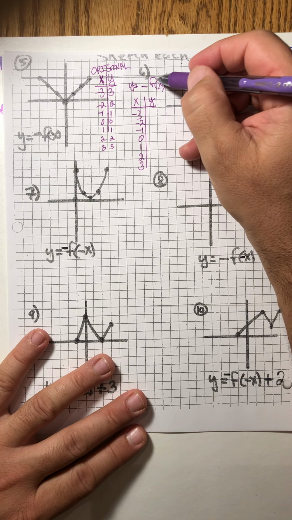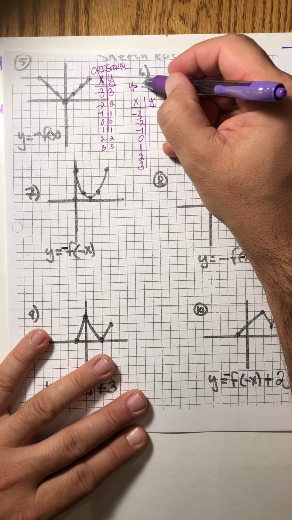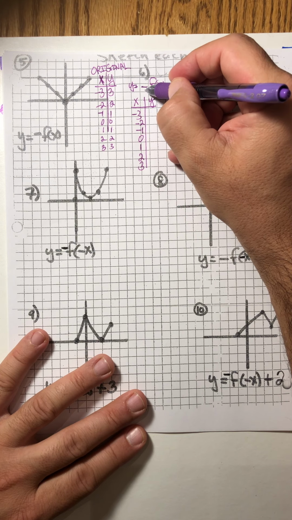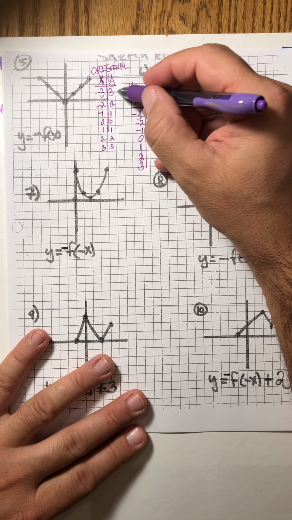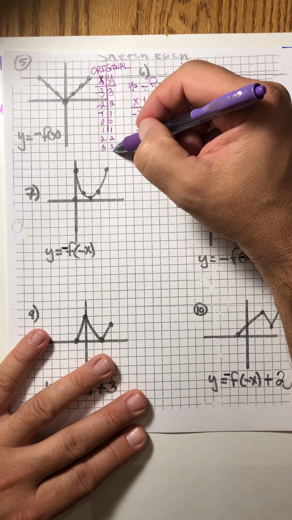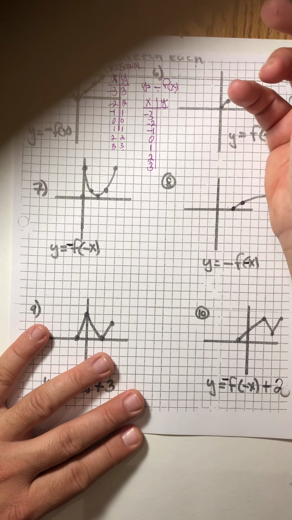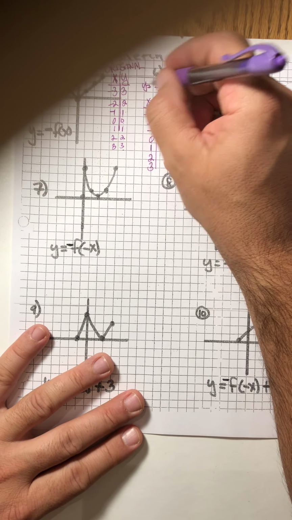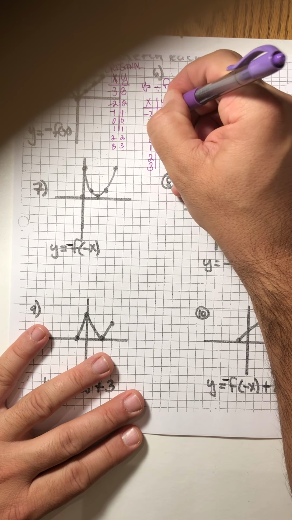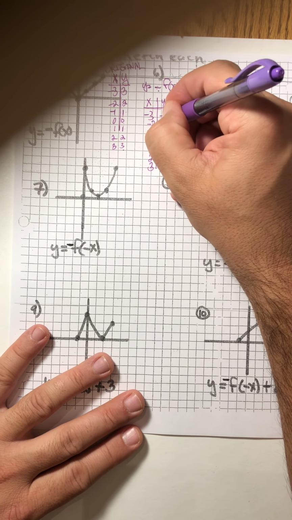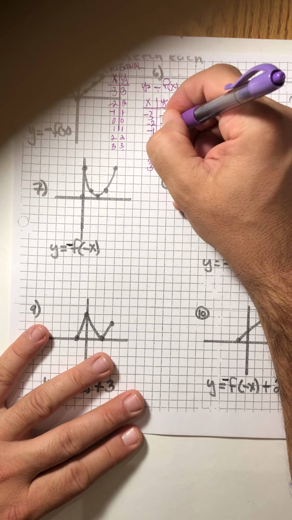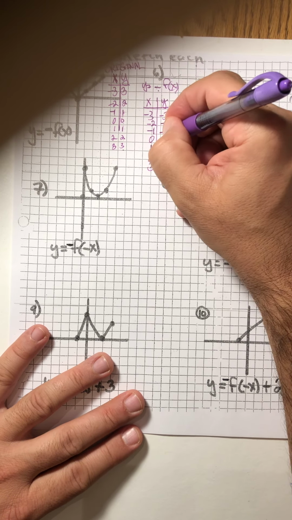Now, what does it say we do to all the y's? We negate. It's negative. So I multiply every single one of these y values by a negative 1. Or you can say divide by negative 1. Same thing. So 3 times negative 1, negative 3. 2 times negative 1, negative 2. 1 times negative 1, negative 1, 0.